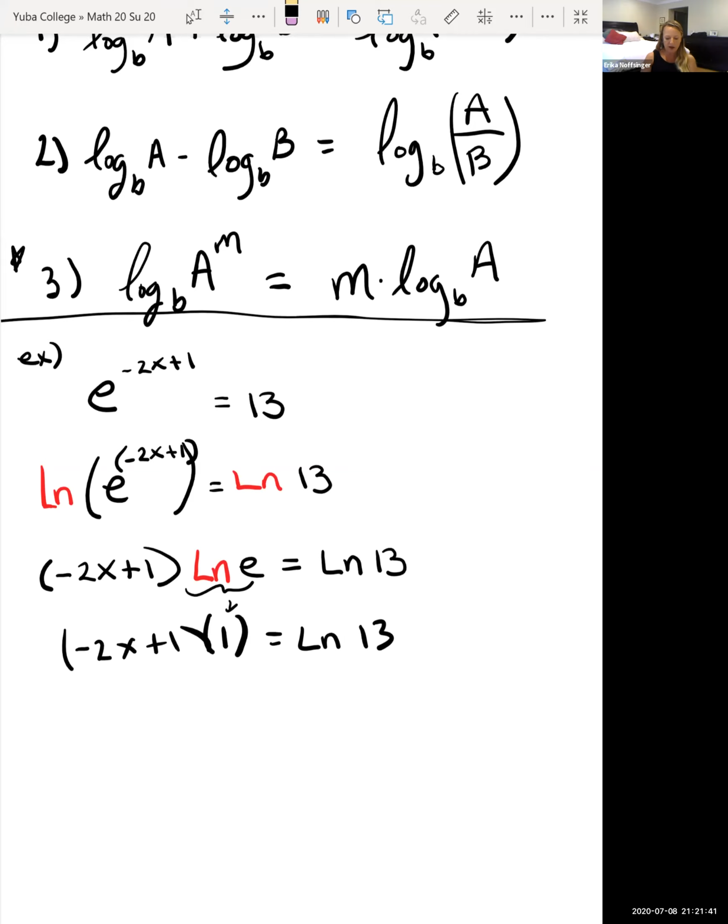So I want to isolate my variable. Let's subtract 1 on both sides. So we have negative 2x then is equal to natural log of 13 minus 1. And then divide both sides by negative 2. We get x equals natural log of 13 minus 1, all over negative 2.